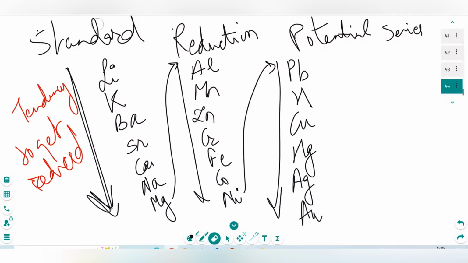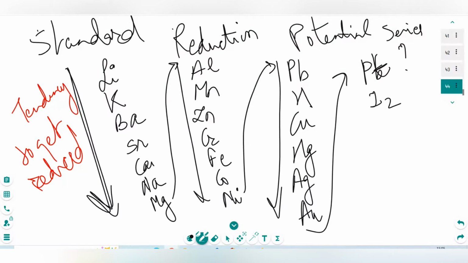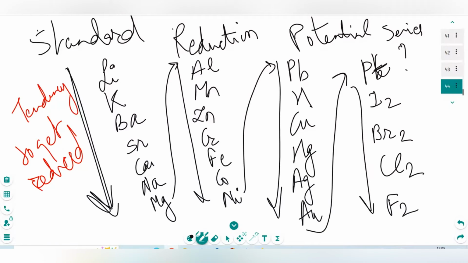So where were we? After Au, I think there is one in between that I'm missing. It is, I guess, Pb or Pt. Just check this one, I'm not sure on this. And then we have iodine, bromine and chlorine, and last is fluorine. So the series is like this.